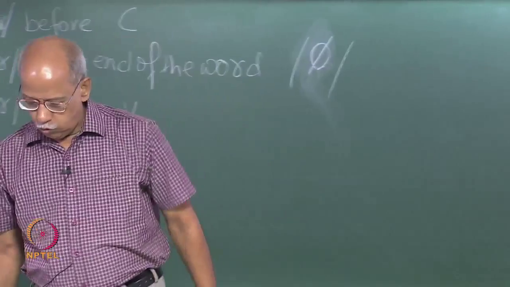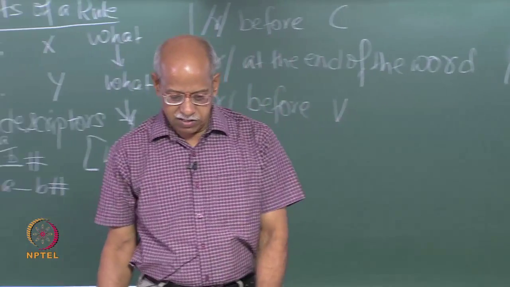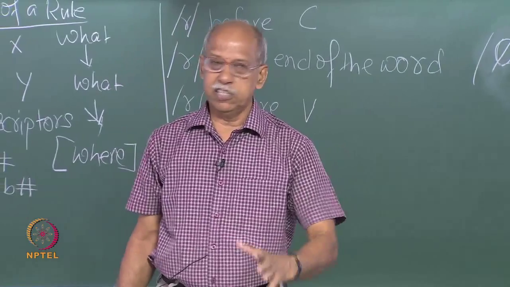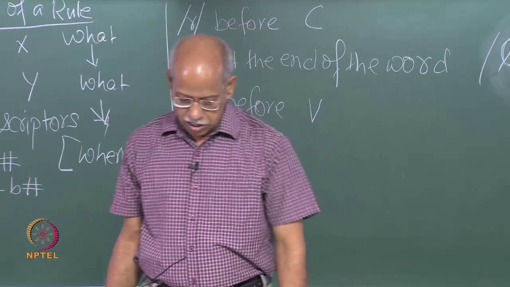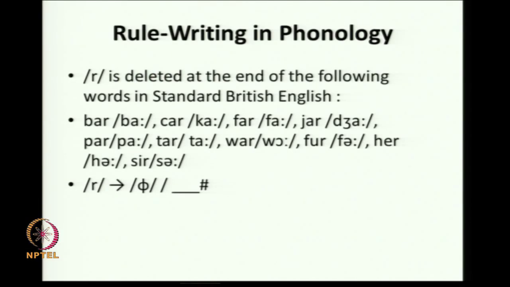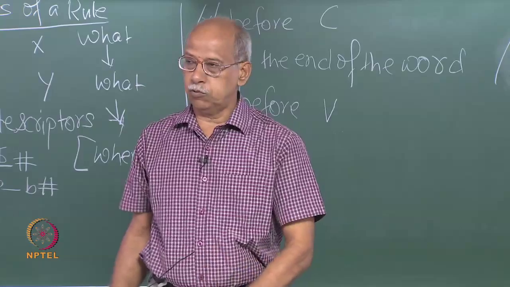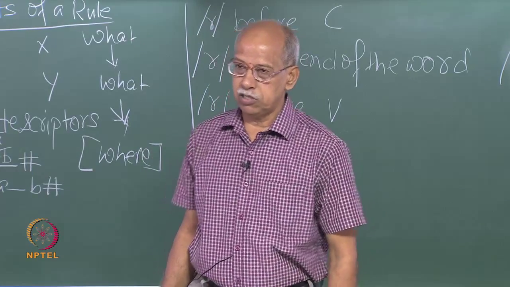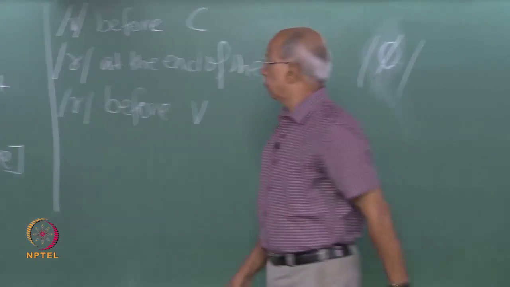Right. So what you write is what changes, that is, R changes to what? Null. It is deleted, it becomes zero. Where? When it comes at the end of the word, when it is the last sound of the word, when it comes before silence at the word boundary. This is the convention of rule writing.